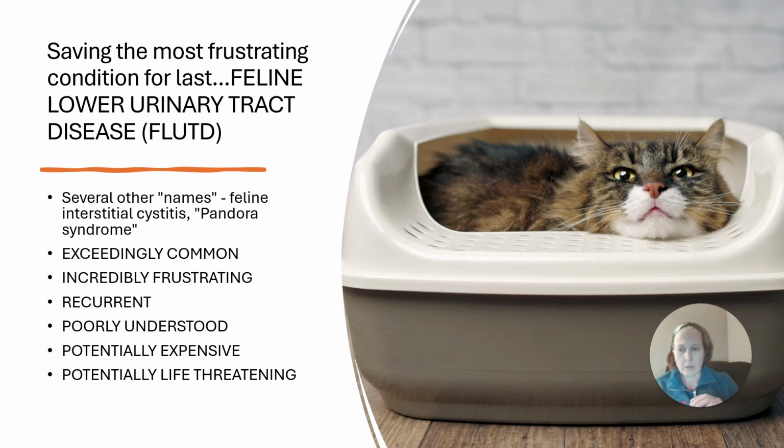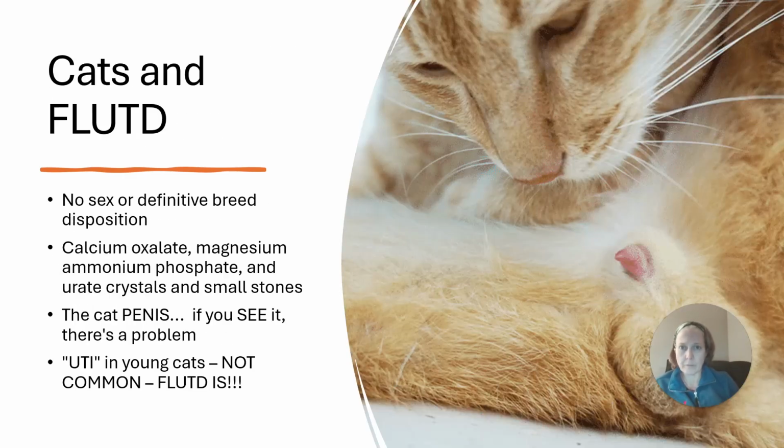It is incredibly common. It is incredibly frustrating to deal with. It is a recurrent disorder. We do not understand it very well. It is potentially very expensive for clients to deal with, and it is also potentially life-threatening. Welcome to the world of FLUTD. All right, there is no definitive breed predisposition. There's no definitive sex predisposition, meaning male and female cats are equally affected.